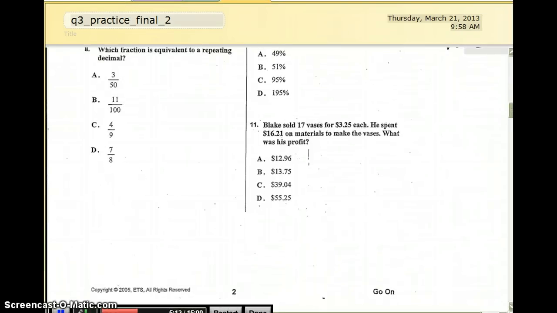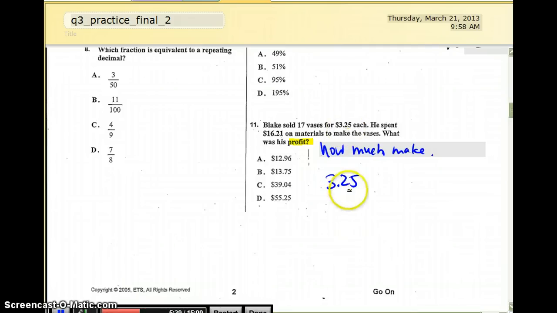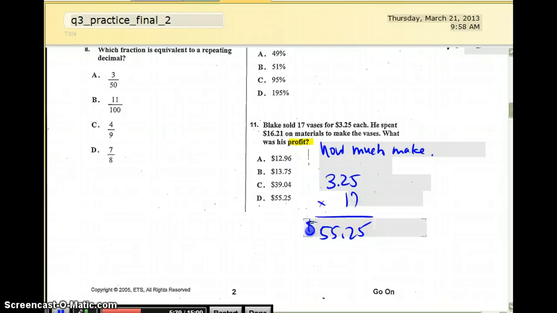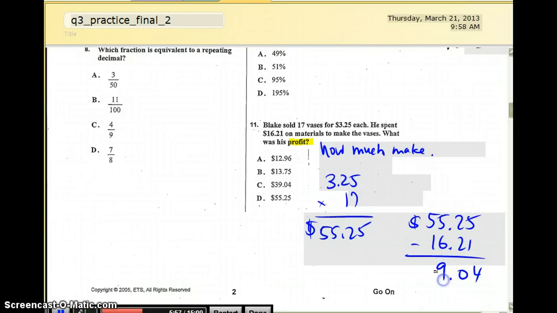Number 11, I'm looking for the profit. Now, to find the profit of the vase, the profit just means how much they make. So it says that she sold 17 vases at $3.25 each, so I'm going to multiply that. And I'm going to get $55.25. Now, there was some money that she had to spend to buy the materials, which was $16.21, which I'm going to subtract because I didn't earn that. So $16.21, when I subtract it, I get $39.04. So that's going to be C.